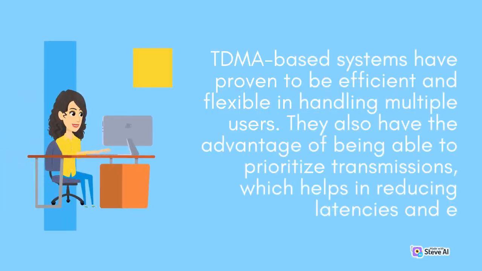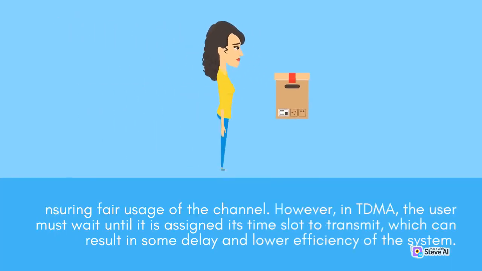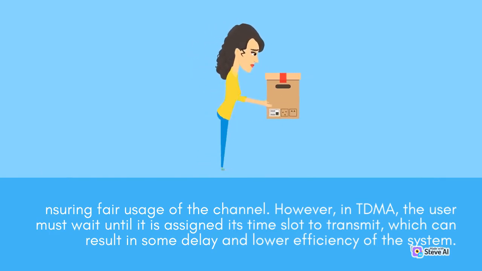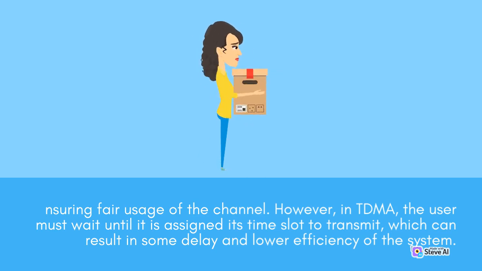TDMA-based systems have proven to be efficient and flexible in handling multiple users. They also have the advantage of being able to prioritize transmissions, which helps in reducing latencies and ensuring fair usage of the channel. However, in TDMA, the user must wait until it is assigned its time slot to transmit, which can result in some delay and lower efficiency of the system.